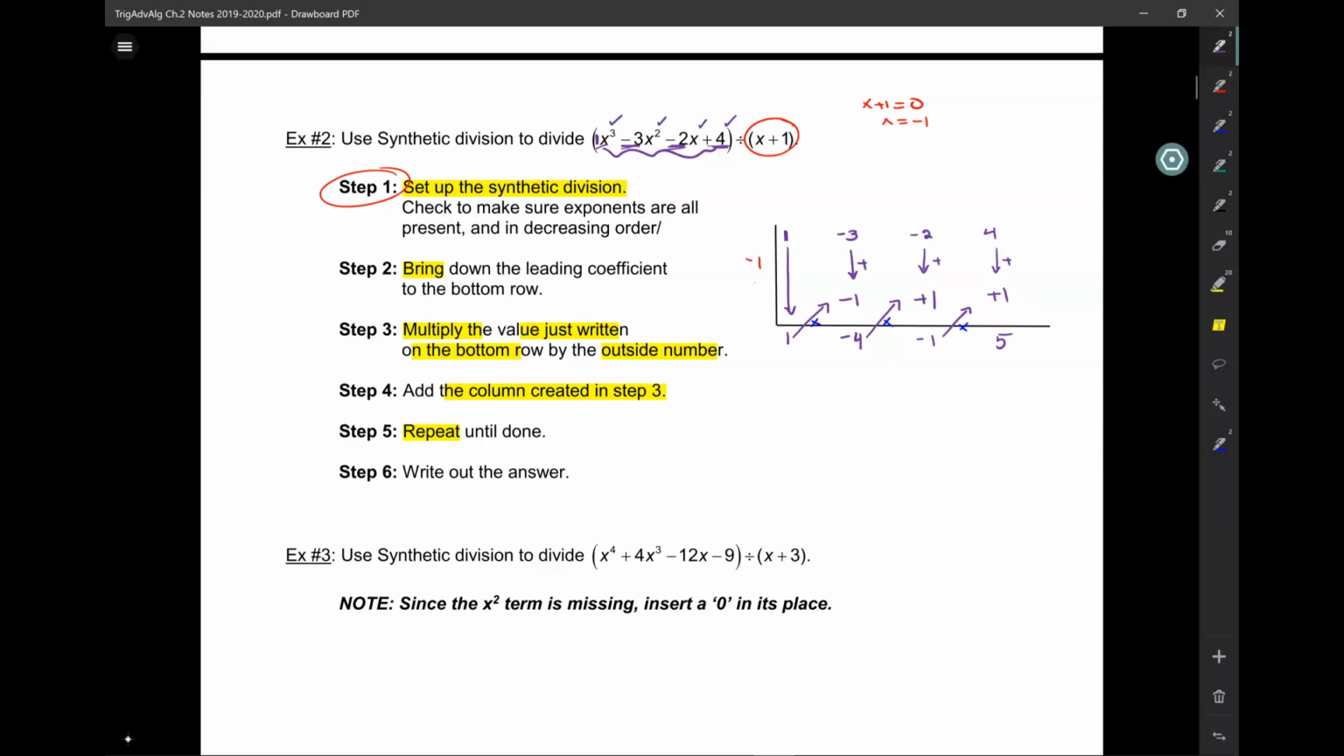Now we're done. The next step is to write out the answer. Okay, now here is how we write out the answer. Whenever you divide something, chances are you're going to get a remainder, right? Remember long division when you would get a remainder? Okay, in synthetic division, this last number is the remainder.